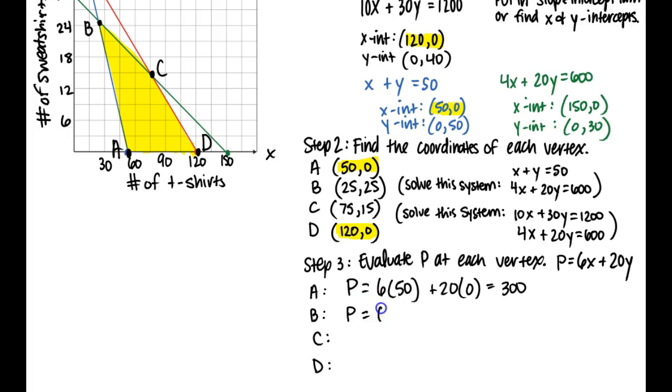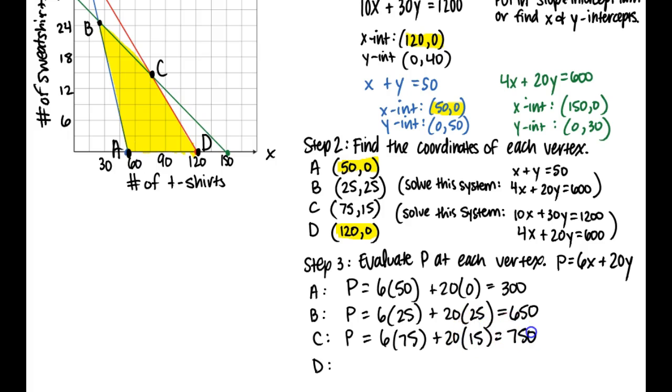Next coordinate, 6 times 25 plus 20 times 25, and that equals 650. For coordinate C, we have 6 times 75 plus 20 times 15, and that equals 750. And the last one, p equals 6 times 120 plus 20 times 0, and that equals 720.